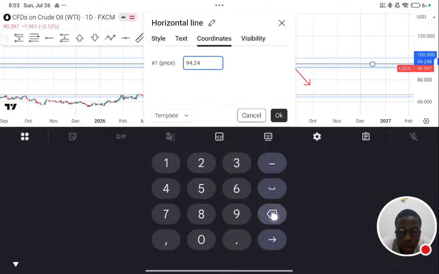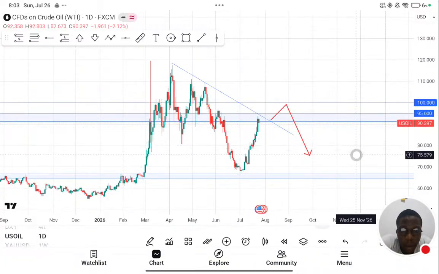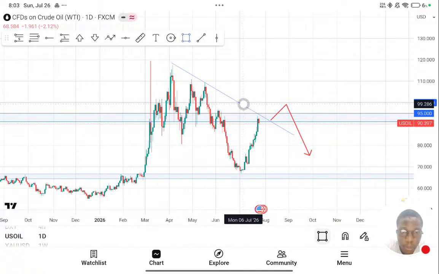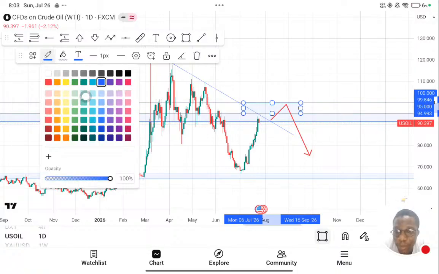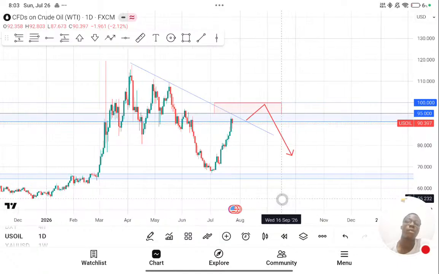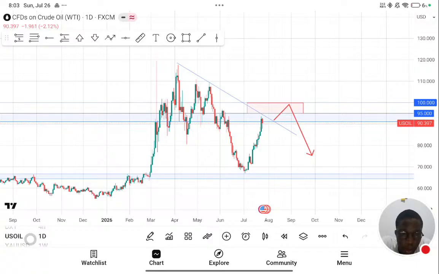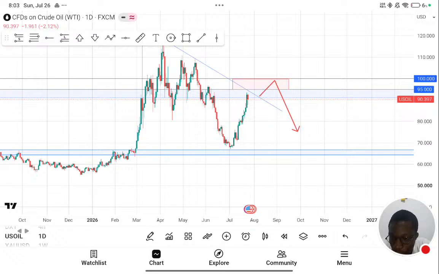Let's look at it. 95, 90. So this is a presumed sell zone. That's if it doesn't break above it. But then I would not be looking for a sell idea, because I don't think US and Iran are coming to some peace anytime soon. So that's what I see on US oil. We move on to gold.